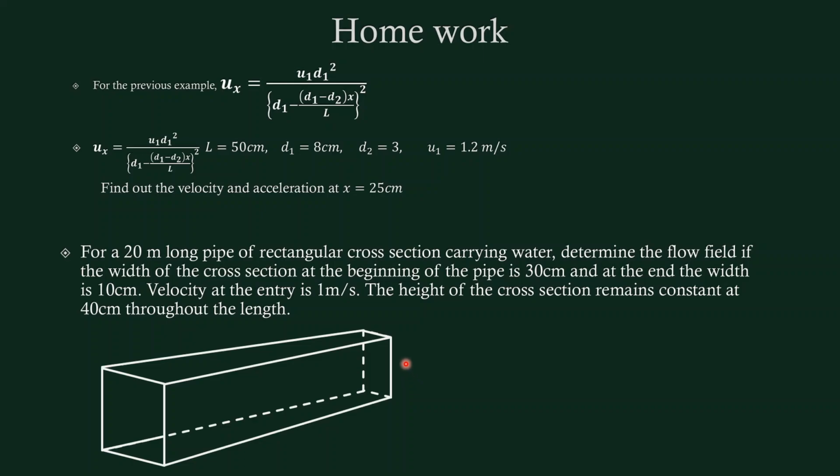The velocity at the beginning is given as 1 meter per second and the height of the pipe is given as 40 centimeters. So try to find a similar expression for this pipe. That is, you need to find out the velocity at any distance x starting from the beginning cross section and find an expression for ux.